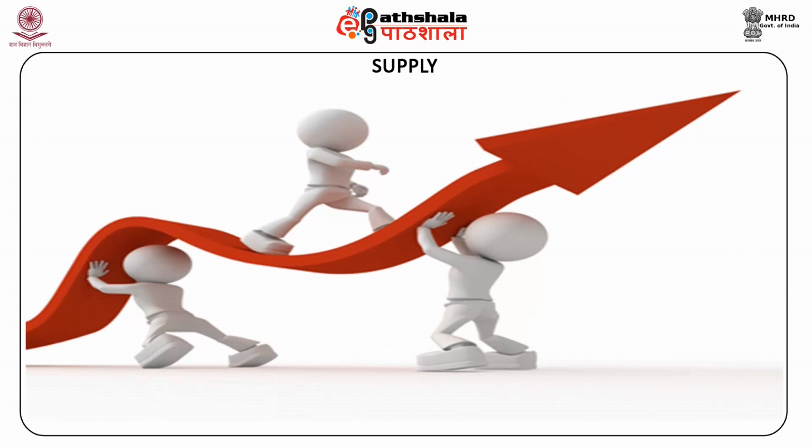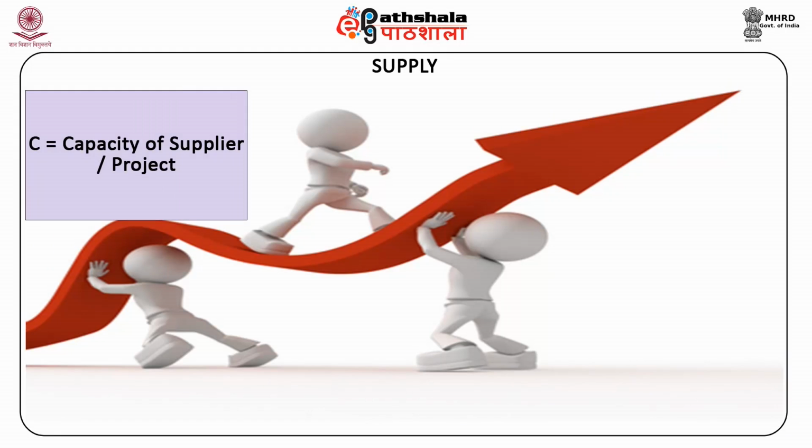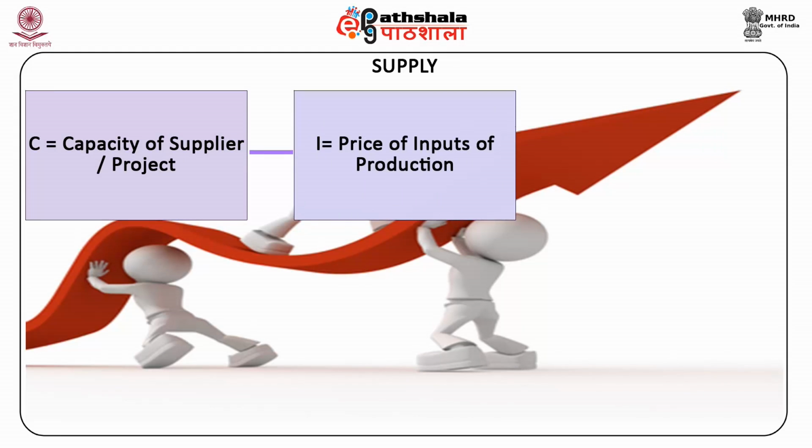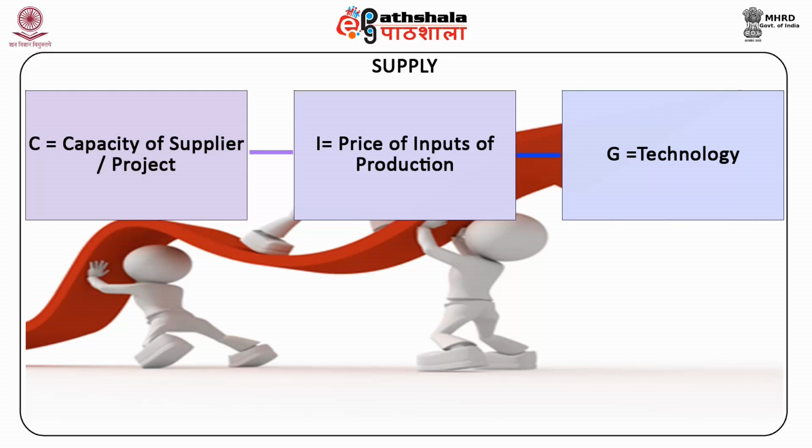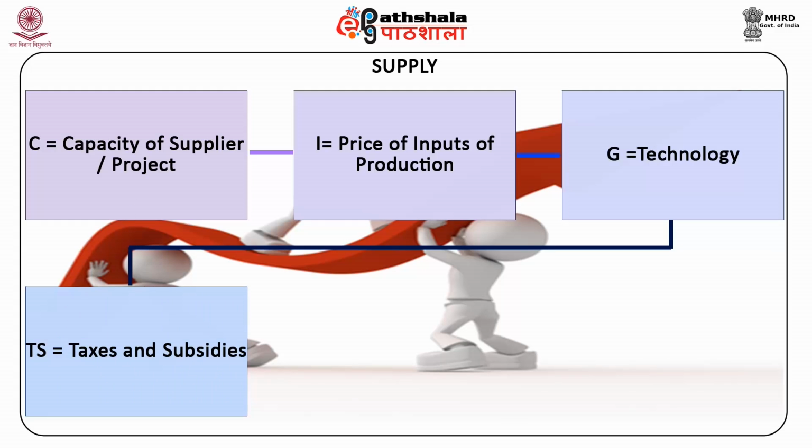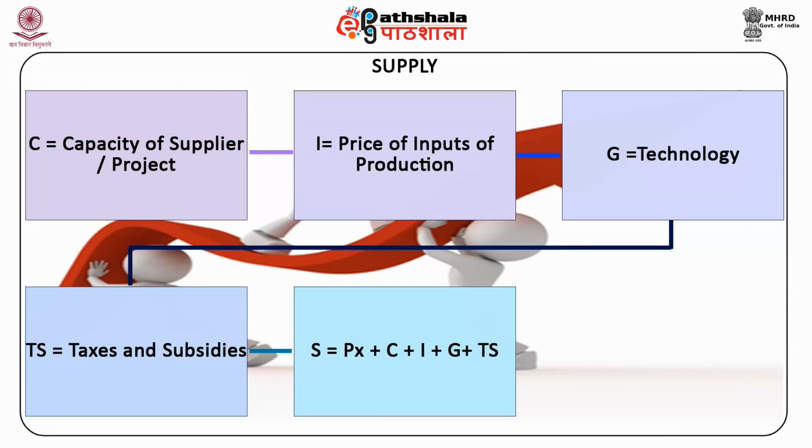The supply is considered on the following factors. Px is equal to price of product. C is the capacity of supplier or project. I is the price of inputs of production. G is technology. TS are the taxes and subsidies. This can be represented by way of the mathematical equation as S = Px + C + I + G + TS.